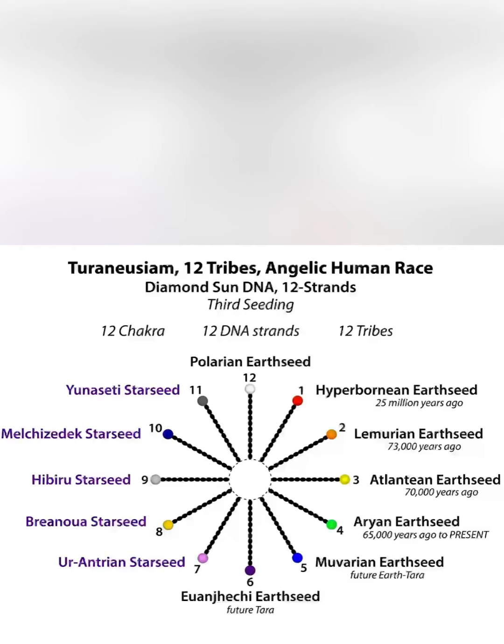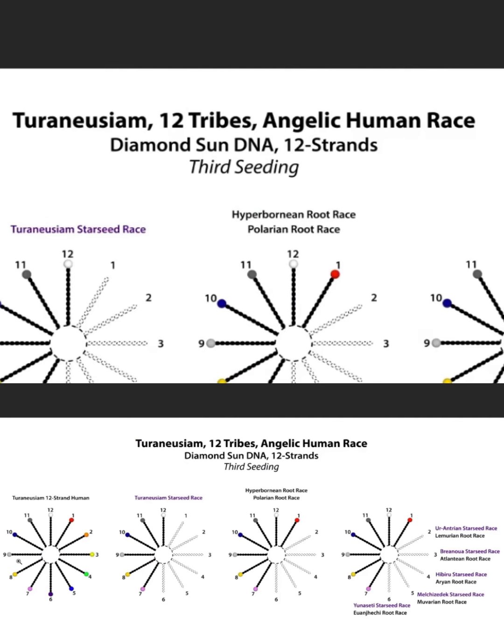Next slide. Let's go. I know this picture is kind of small, but focus on the one on the bottom. Well, you can look at the one on the top too. Polaris was the earth root, the earth seed, and the Tauranaceum is the star seed. When they come together, it's like a yin and yang combo. The star seeds are from a parallel universe, and the earth seed or the root race is from this universe.